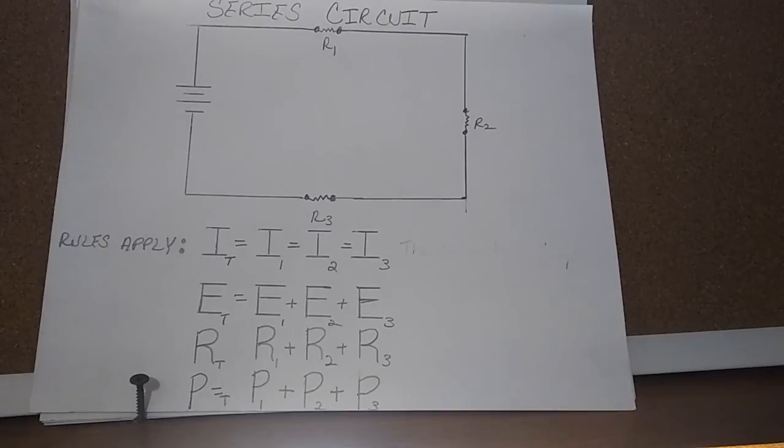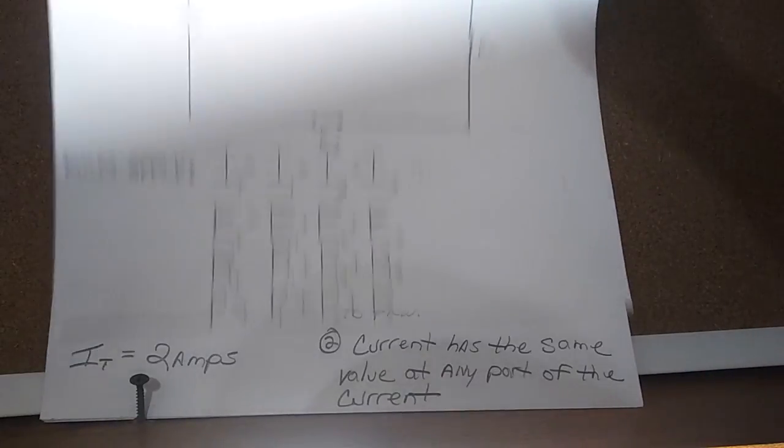Now, as for voltage, the sum of the voltage drops equals the total voltage. As for the resistors, the sum of all the resistors equals the total resistance. As for the power, the sum of all the power throughout the circuit equals the total power. Now let's look at it in depth.